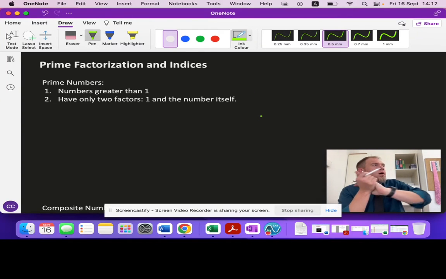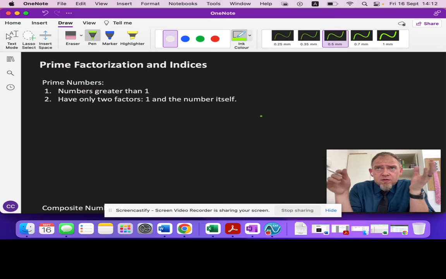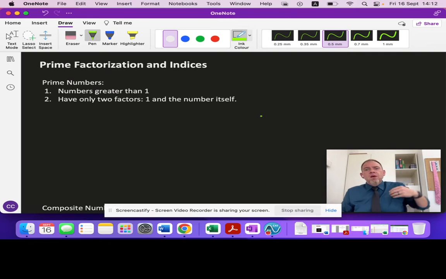Okay, ladies and gentlemen, welcome to Math on Demand. So today we are going to talk about our first topic, and our first topic is the concept of indices. But in order to get to indices, we have to understand what numbers are made out of. And what numbers are made out of is actually prime numbers.